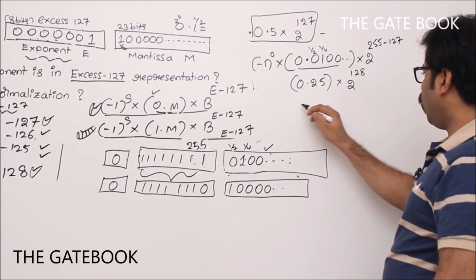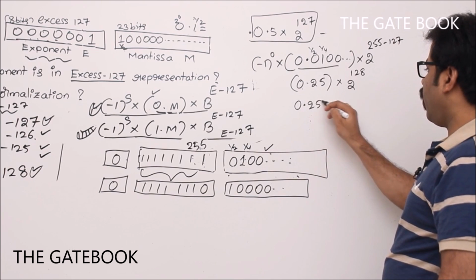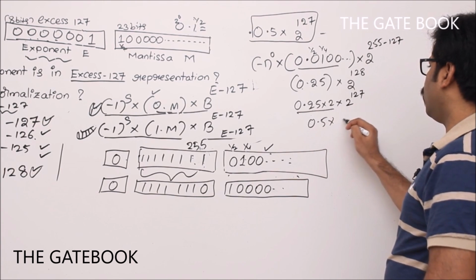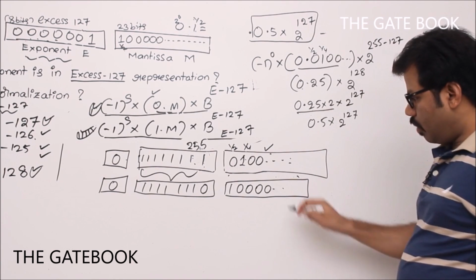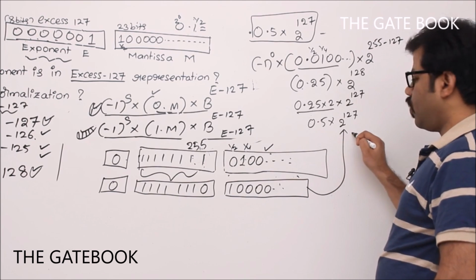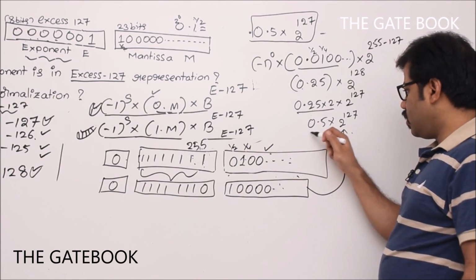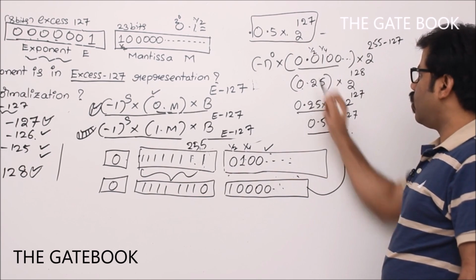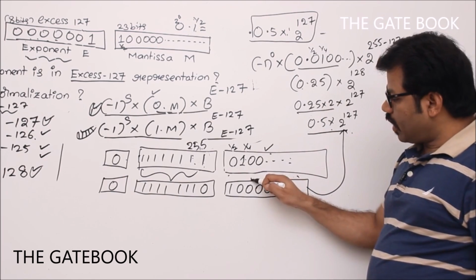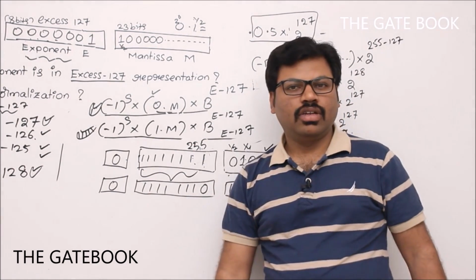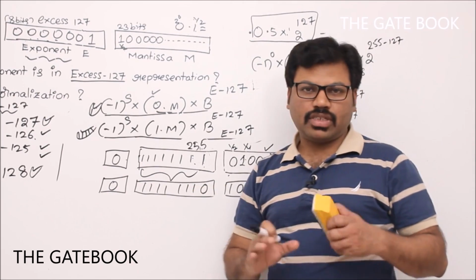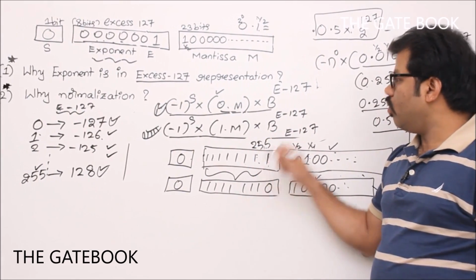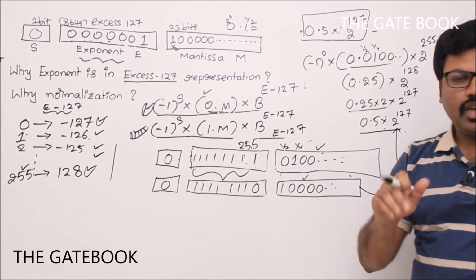So 0.25 into 2 power 128 can be written as 0.25 into 2 into 2 power 127. 0.25 into 2 is 0.5 into 2 power 127. So this representation is nothing but this one already, correct? So what I want to tell you is that 0.5 into 2 power 127 has two representations, this one and this one. Not only this, sometimes for some numbers you can have so many representations because of this 0.m form. Now we will post-mortem it.